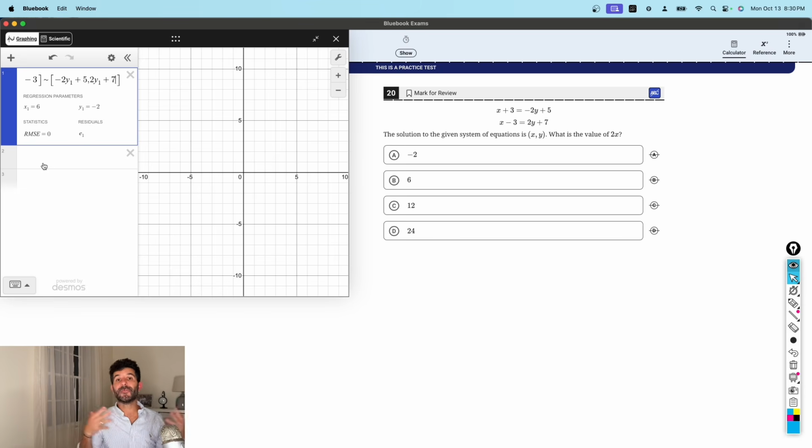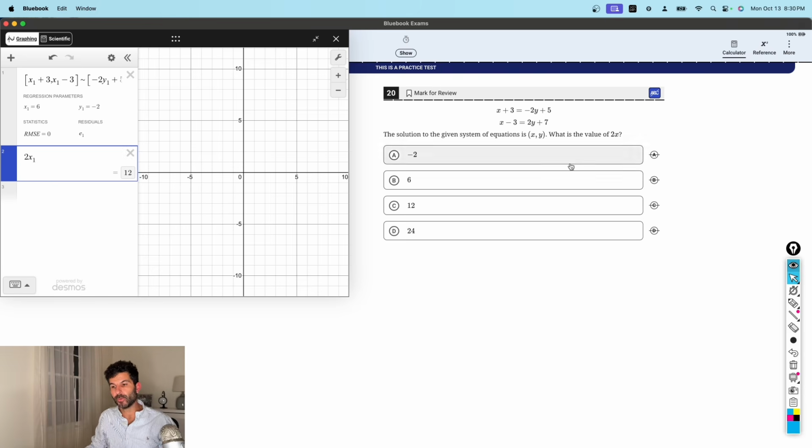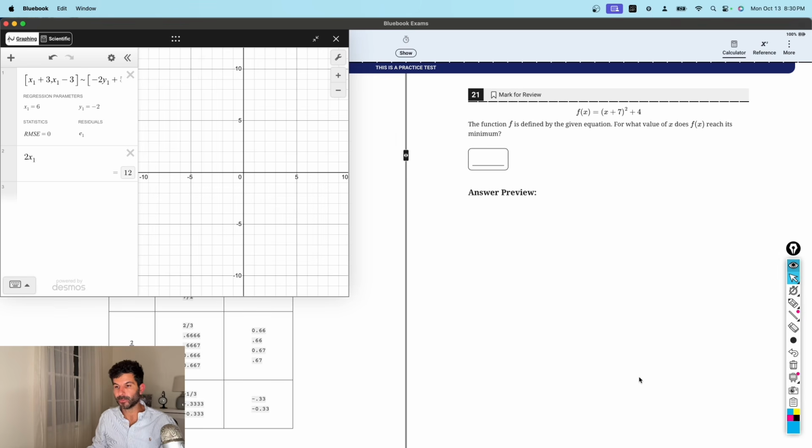Read the question carefully. It says, what's the value of 2x? So all I need to do now is, because x1 is stored in Desmos, I'm going to hit 2x1, and my answer is 12. So I'm going to pick C. I'm pretty confident about that, and on to the next one.